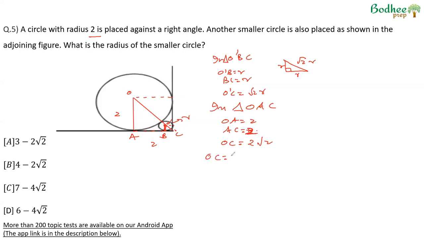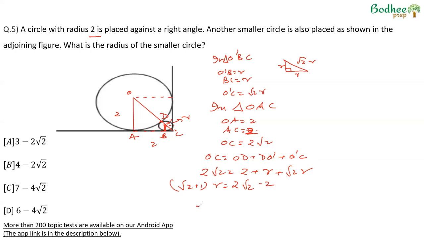But we know that OC is equal to, suppose the point where these two circles touch is D, OC will be OD plus DO dash plus O dash C. OC is 2 root 2. OD is the radius of the larger circle, which is 2. DO dash is the radius of the smaller circle, which is R. And O dash C has been calculated as root 2R. And therefore, we can say root 2 plus 1 R is equal to 2 root 2 minus 2.